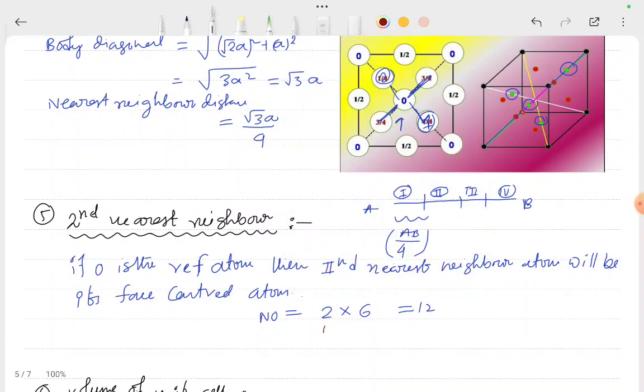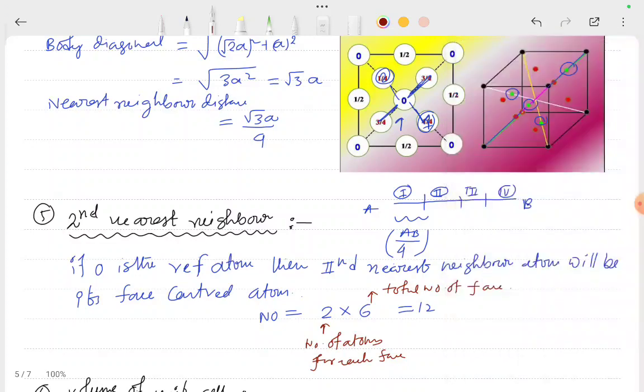Here 2 is for the number of atoms for each face, and 6 for the number of faces, total number of faces. I think I made it clear to you. Okay. Now, what is the distance of the second nearest neighbor?